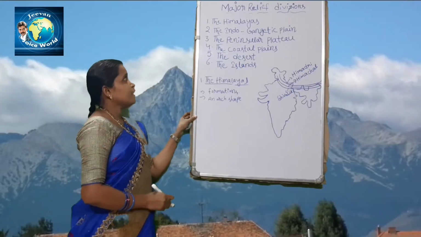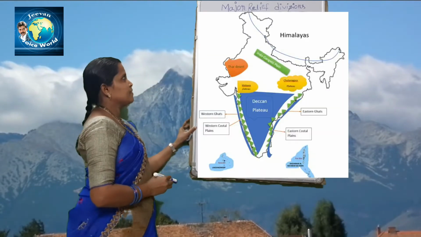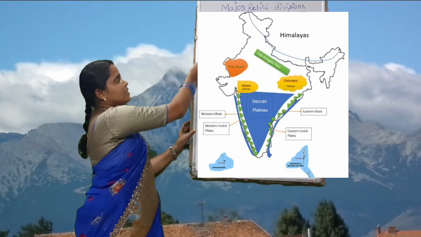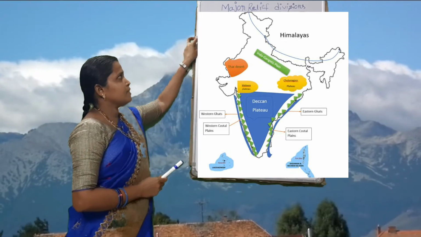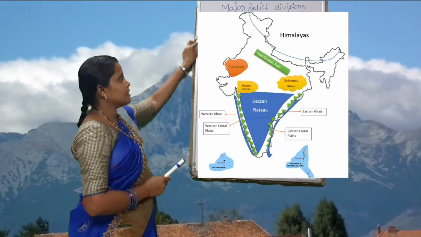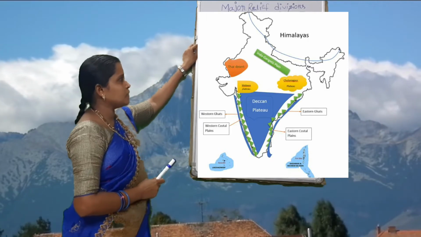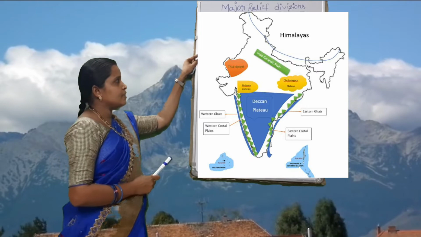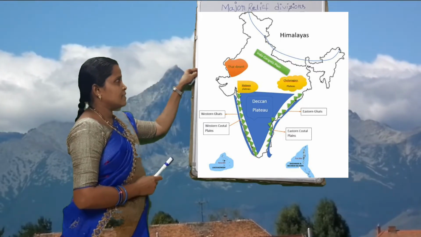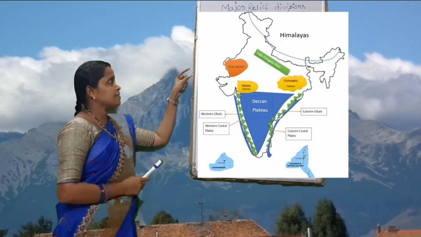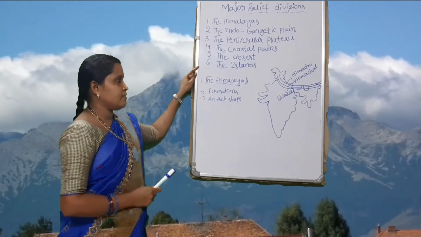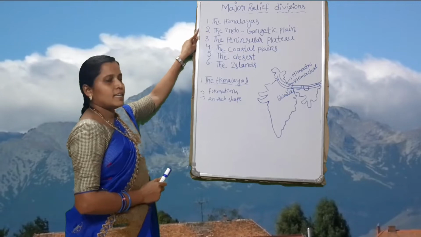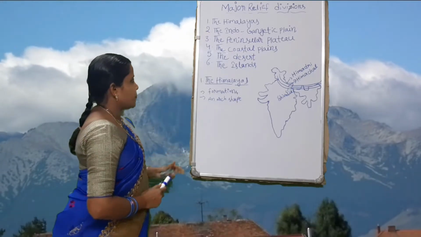Let us see the major relief divisions. Here, major relief divisions are 6. One is the Himalayas, second is the Indo-Gangetic plains, third is the Peninsular plateau, fourth is the coastal plains, fifth is the desert, sixth is the islands. These are the 6 major relief divisions. Now, let us see the first one, the Himalayas.